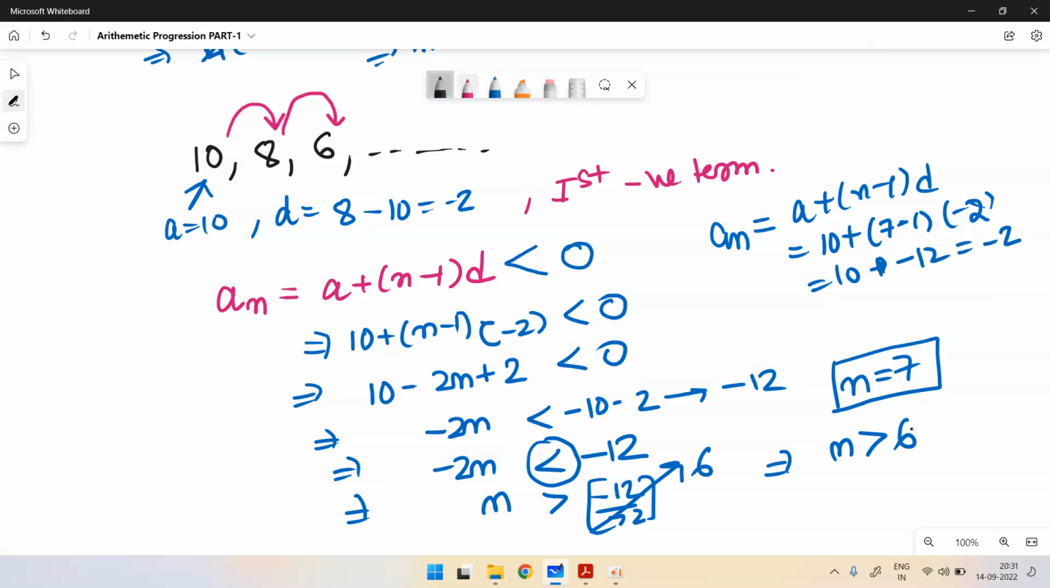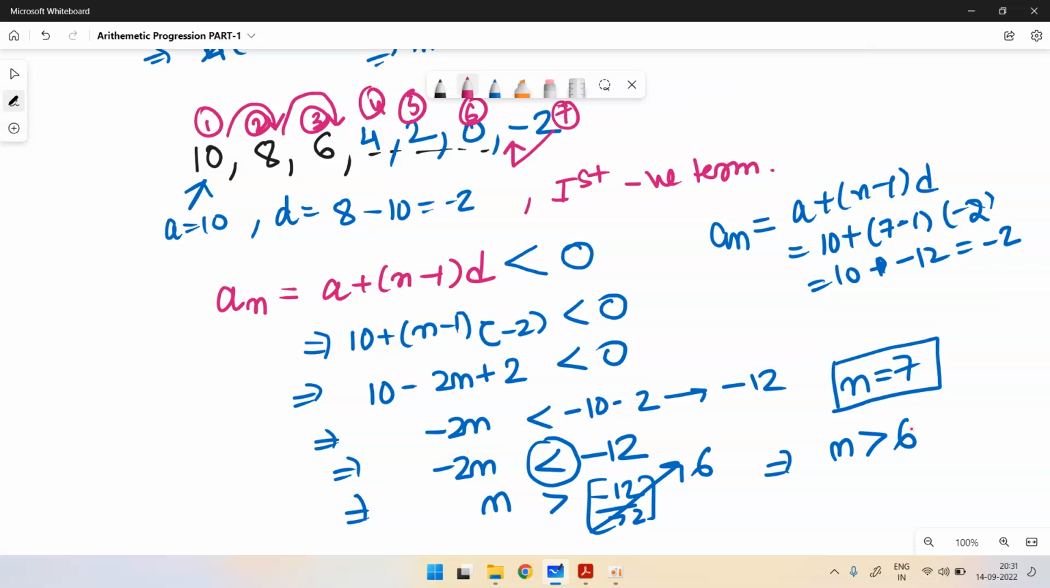Now even if you complete the series, that is 10, 8, 6, 4, then the next will be 2. 6 minus 2 is 4, 4 minus 2 is 2, 2 minus 2 is 0, and 0 minus 2 is minus 2. So if you see this series, this is my first term, second term, third term, fourth term, fifth term, sixth term, and seventh term. You can see that the first negative term is minus 2, which is the seventh term from the starting of the series.